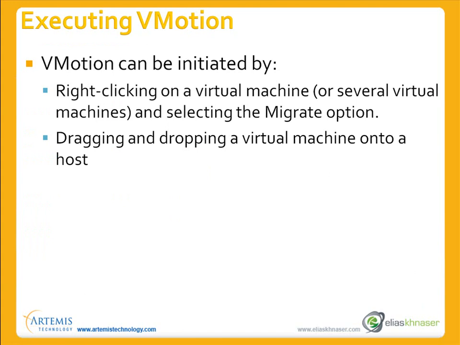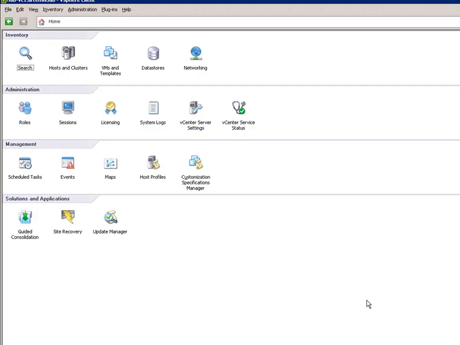Now, executing vMotion, we'll talk a little bit about that again during the demo part of this, but you can always right-click on the virtual machine and click on Migrate, or you can drag and drop it from one host to another. We'll talk a little bit more about that once we start doing some of this stuff. Alright, let's go ahead and launch Virtual Center and take a look at how we can do a migration using vMotion.